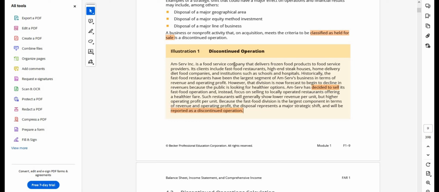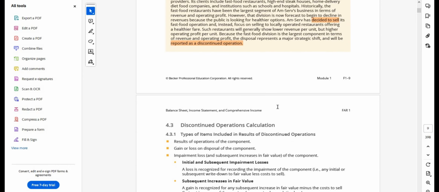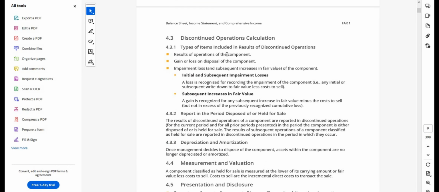So how to find discontinuing operation? We have to look for two things, either the business has been sold or it has been planned to sell or decided to sell. So over here M serve has decided to sell, so it's to be reported as discontinuing operation. Moving to the next one, discontinuing operation calculation.